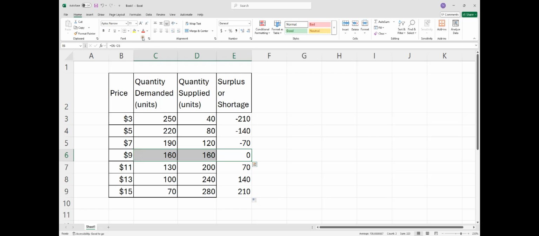Okay, then I can just copy that formula all the way down. Here's the equilibrium. Equilibrium is where there's no shortage and no surplus. And if I want to know if there's a surplus of, say, 70 units, that's going to be at a price of 11. So when the price is at 11, the buyers want to buy 130. Sellers want to sell 200. This is a surplus of 70. So all of these are surpluses when I'm above the equilibrium price, and these are shortages below the equilibrium price.